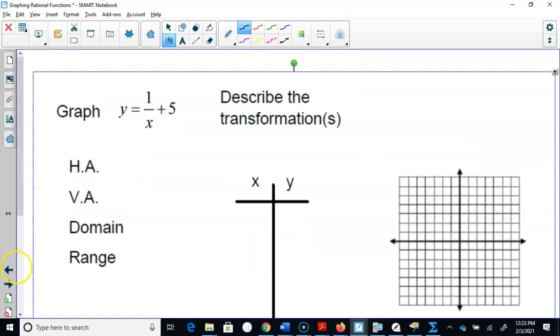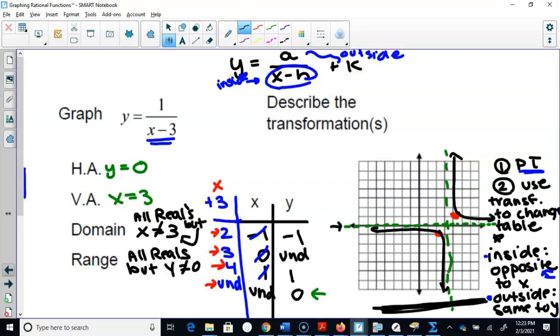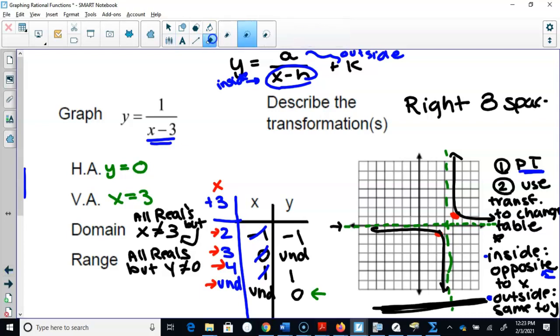Oh, describe the transformation, you guys. I'm sorry we didn't do that. When we describe that transformation, what happened? We moved to the right 3 spaces, or 3 points to the right. Let's say 3 points to the right. I think some teachers just say to the right 3 as well, okay? To the right 3 as well.